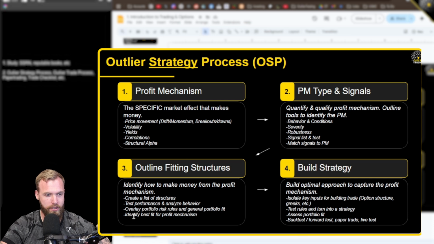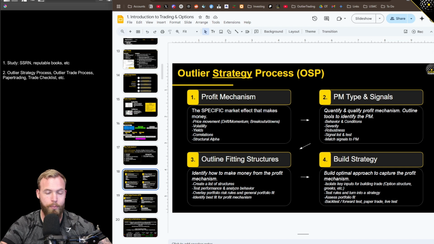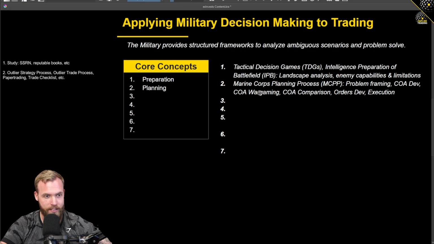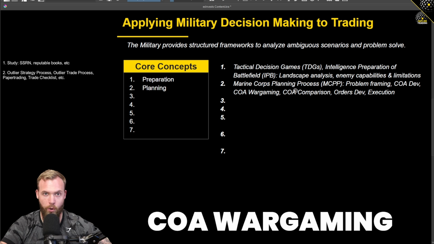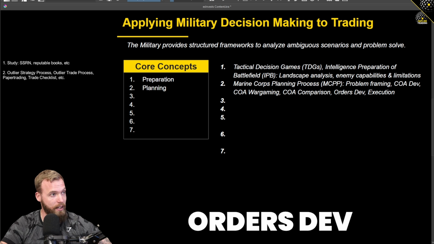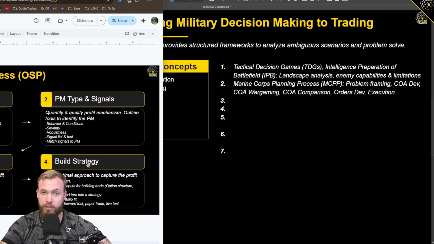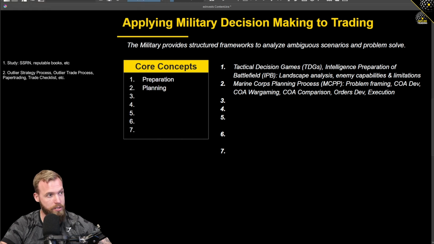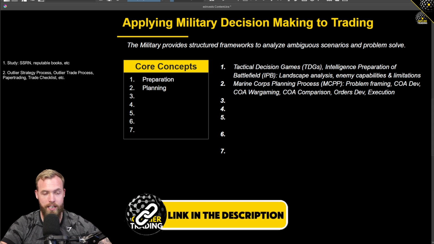Guess what this is? This is COA wargaming. As I'm figuring out different structures that might be able to make money from a market effect, I'm going to compare them all and I'm going to pick the best one. That's literally this. These 2 steps, COA wargaming and comparison of the results. Orders development is effectively where we build our strategy. How are we going to run this process? And I have videos, like I mentioned, for literally all of these. So we'll throw links to those in the notes below. And then execution is doing the thing.